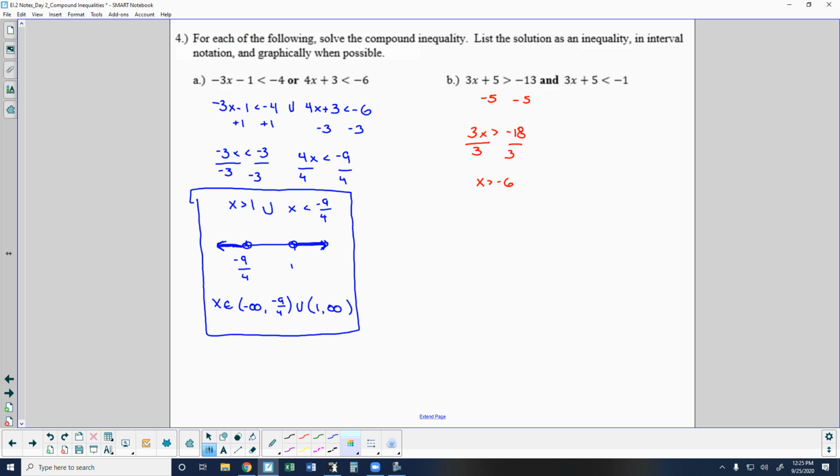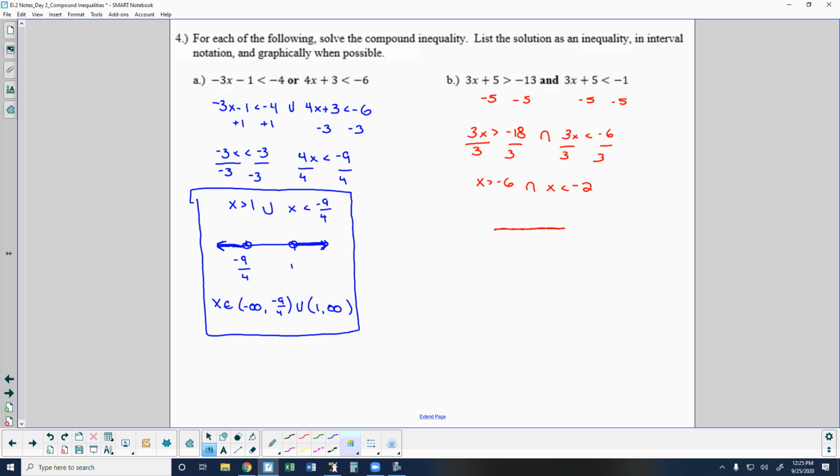Going to do the same thing to the right. So subtract 5 on both sides. So 3x is less than -6. Divide by 3. x is less than -2. So in this case, it's an and. So we want to use the intersection here. So we're looking for numbers that are greater than -6 and less than -2.